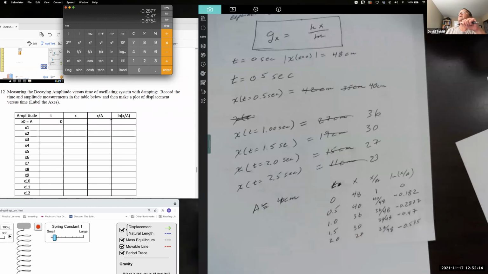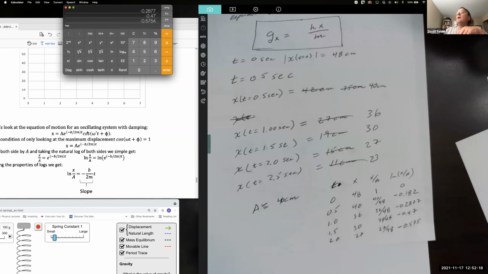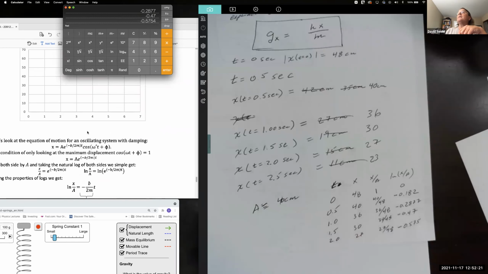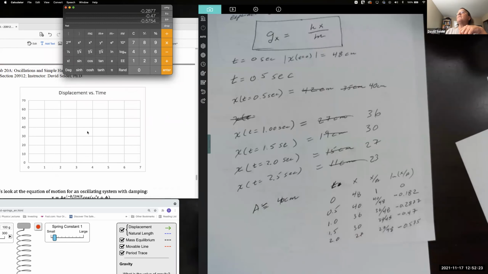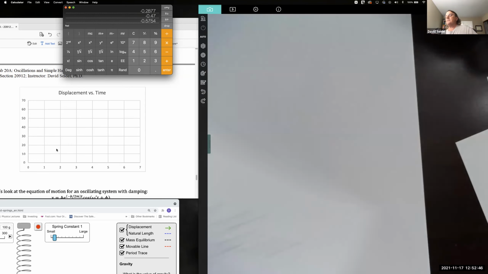You're just going to do this on your calculator. You're going to plot displacement versus time. And in your first plot for displacement versus time, you're going to get a curve that comes down like this. This is the maximum displacement versus time. You're going to have a curve that's going to come down like this.